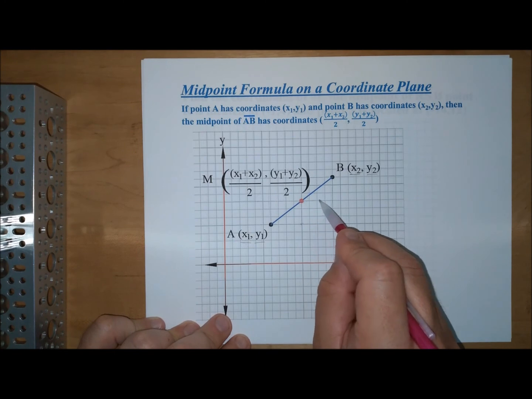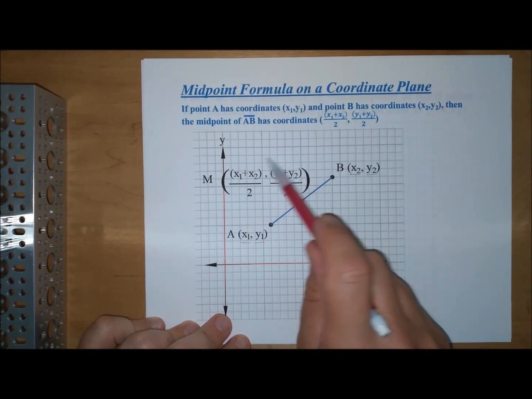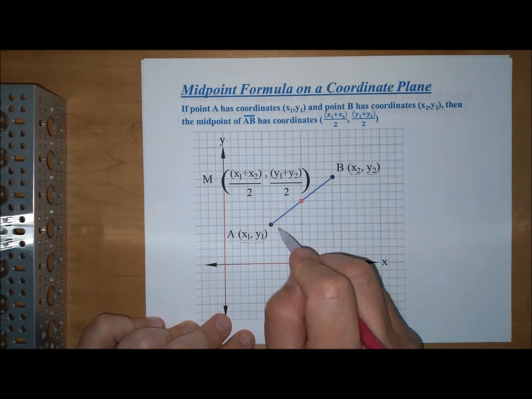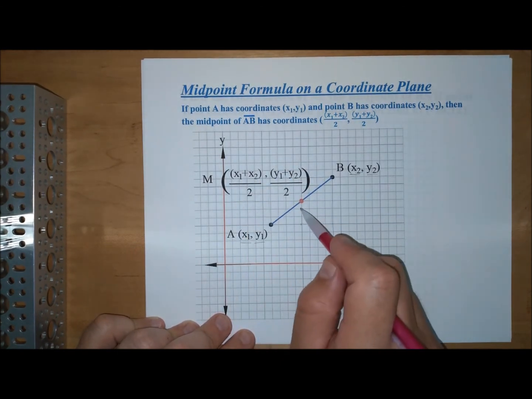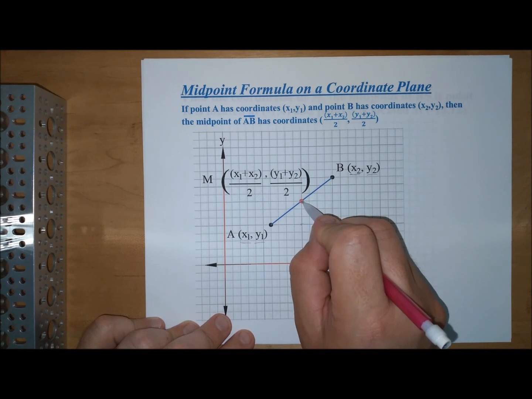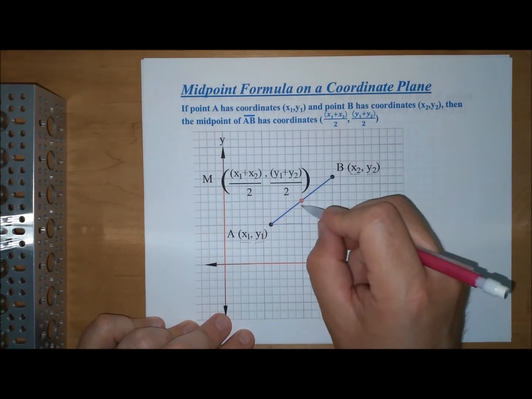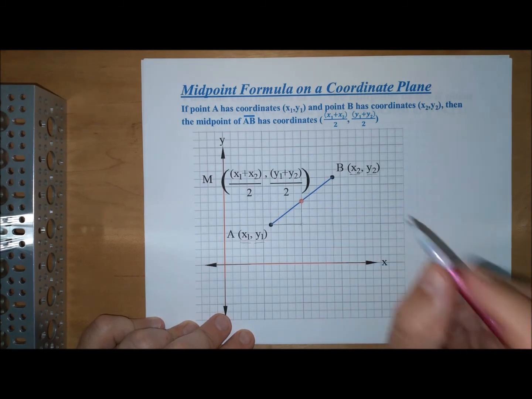I know what you're saying. Mr. Rogers, prove it to me. Prove to me that that formula works. How could we do that? How could we prove that all of this, if we plug it all in, we're going to get exactly halfway between? Well, you could prove it using the distance formula that we just learned.